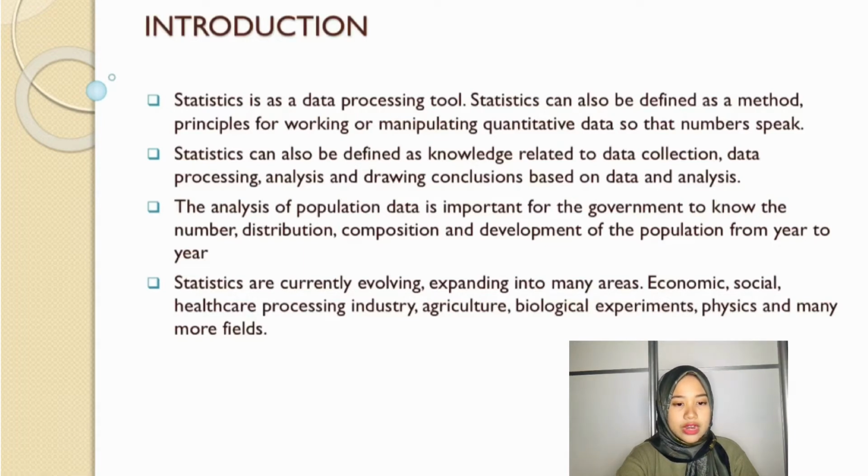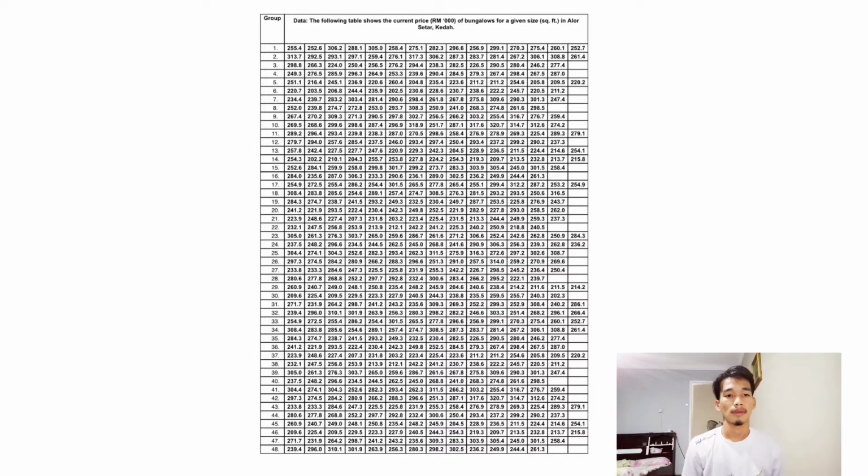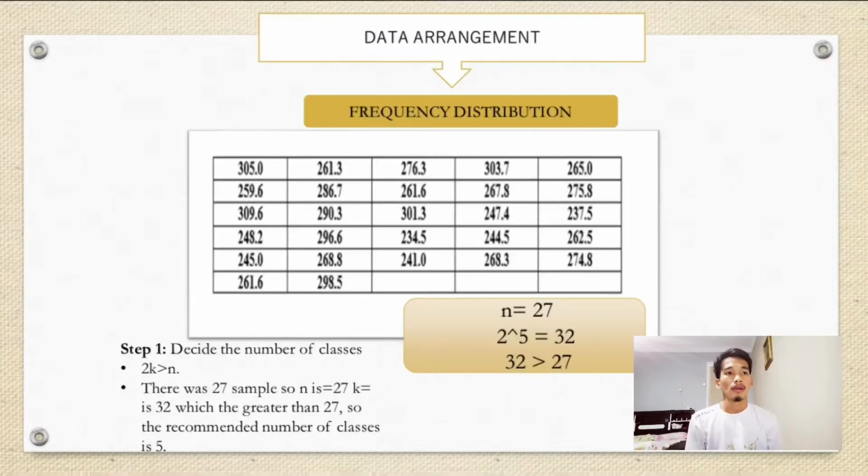Statistics are currently evolving, expanding into many areas: economic, social, healthcare, processing industry, agriculture, biological experiments, physics, and many more fields. First of all, this is the table of data: current price of bungalow for a given size in Alor Setar, Kedah. Frequency distribution has 5 steps.